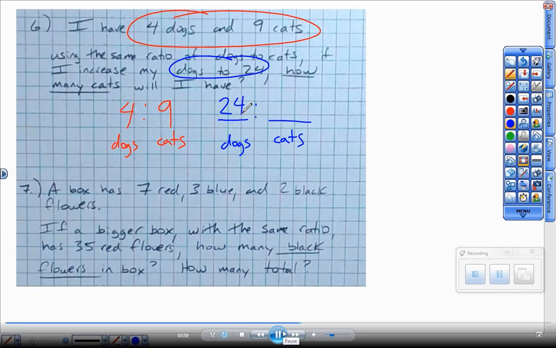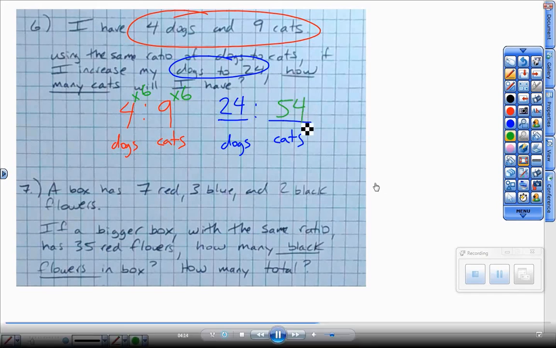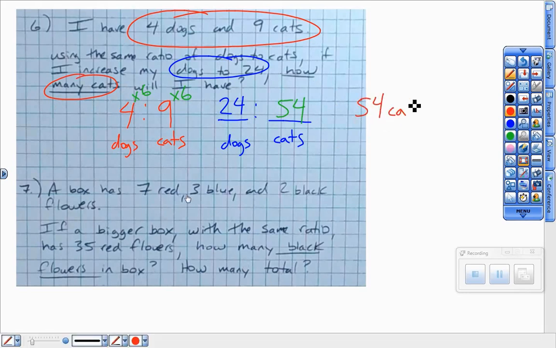And then, like we've been doing, find out what times 4 gives you 24, which is 6, times both numbers by 6 because we want this to be equivalent. And then on my calculator, 9 times 6 is 54. But now the final question, what is the question asking for? It's asking for how many cats. So that would be 54 cats.